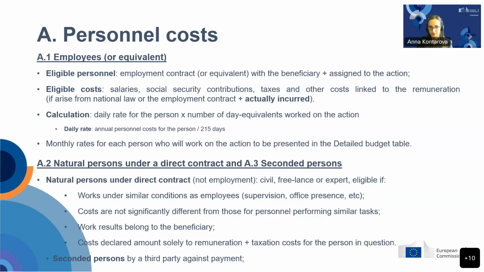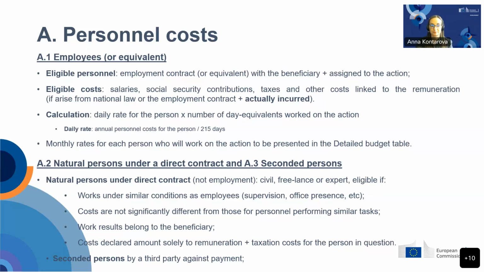And then we have seconded persons. Costs for seconded persons are also eligible if they are assigned to the action and fulfill the general eligibility conditions. Here the definition of the seconded personnel is that a person is transferred from a third party to the beneficiary, but is still employed and paid by the third party, while working for the beneficiary. He is basically at the disposal of the beneficiary.